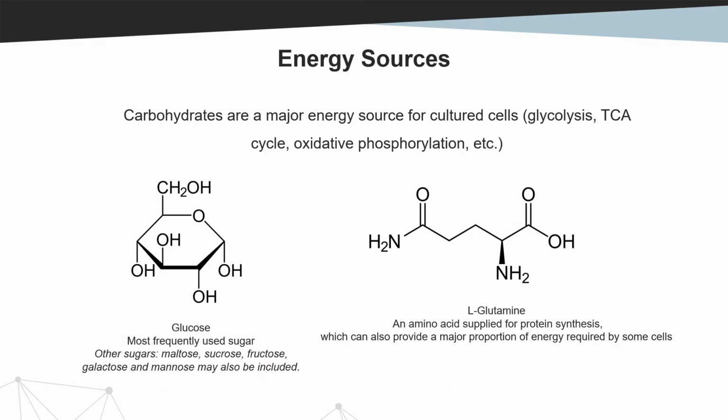The major source of energy for cultured cells is carbohydrates. Most frequently used is glucose. You do have other kinds of sugars that are sometimes added to your culture media, such as maltose, sucrose, fructose, galactose, and mannose. But generally, what you will find in culture media is glucose. At the same time, in the culture media, you will have L-glutamine. It is also another source of energy which is required by some of the cells, even though L-glutamine is an amino acid and generally it is supplied to support protein synthesis by the cells.